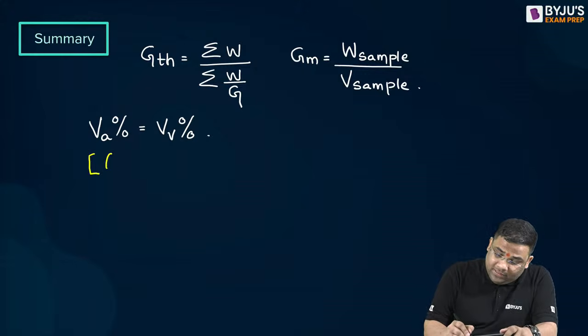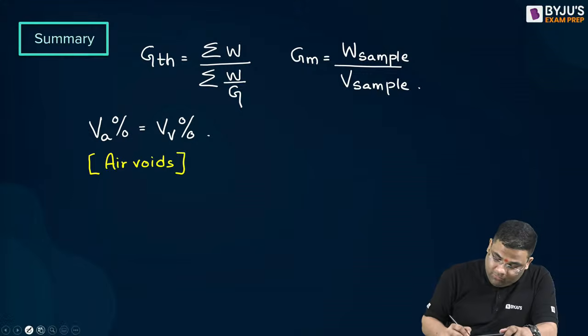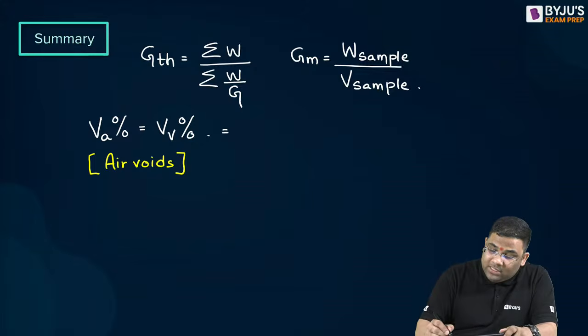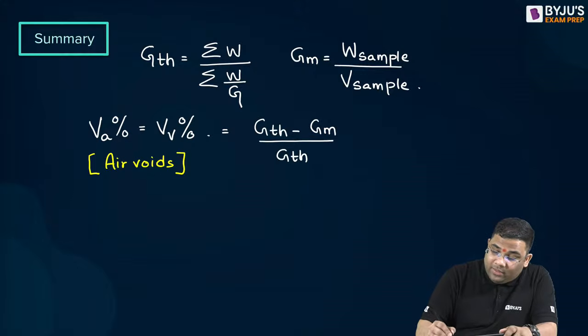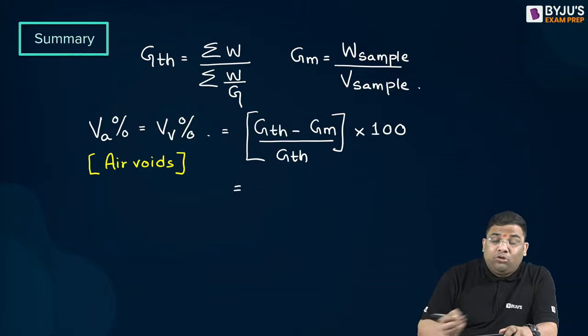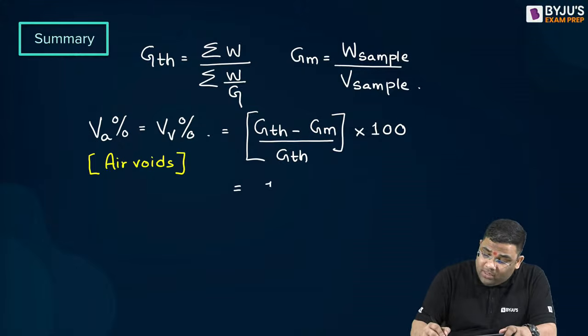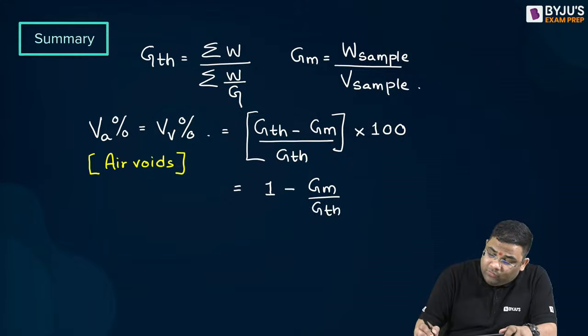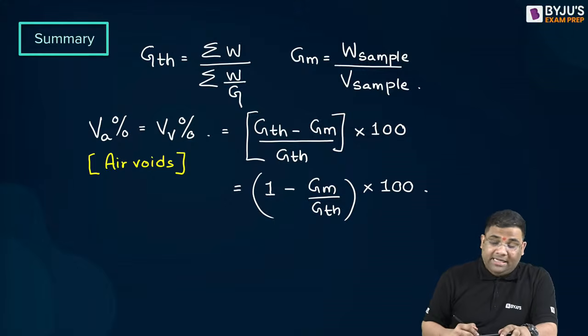It is the same. This belongs to air voids. So this will be equal to G theoretical minus GM by G theoretical, into 100. You can remember this in this way also: G theoretical by G theoretical will be 1. So 1 minus GM by G theoretical, into 100. This will give me VB percentage.